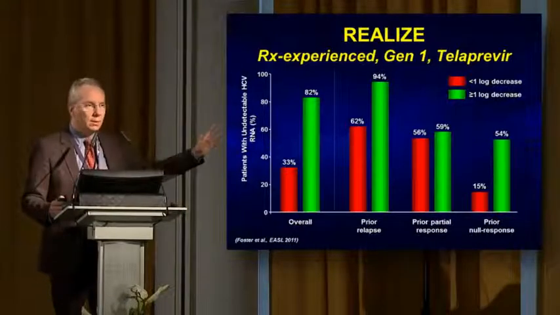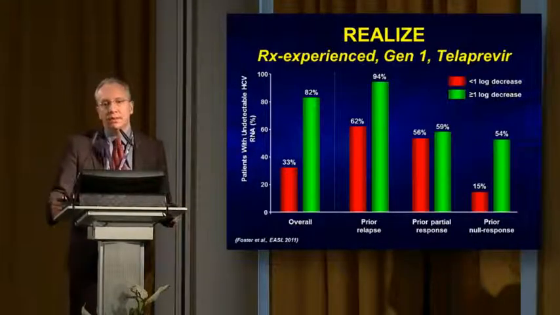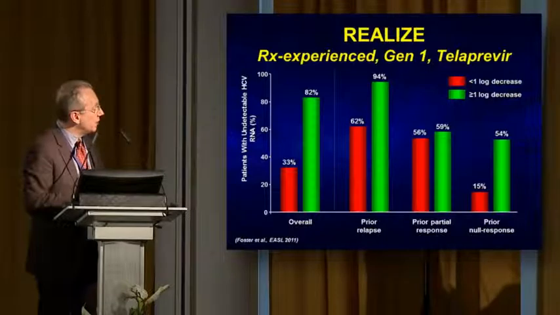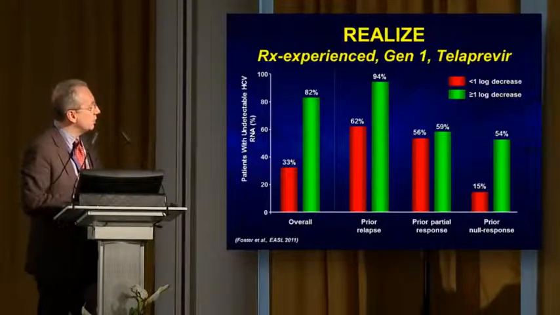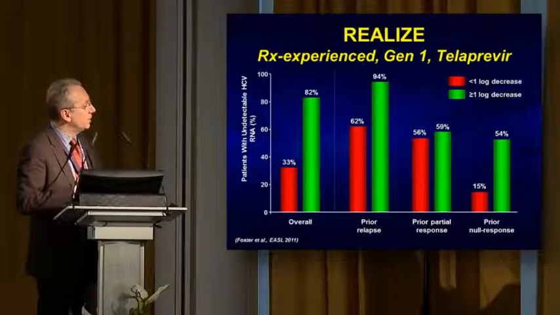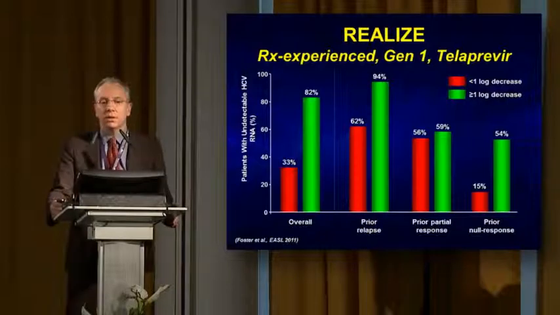The same is true now. The other slide was on treatment-naive patients. This slide is in treatment-experienced patients, and you can see that the same is very true. Overall, the rate of response in patients who have a less than 1 log decrease is of the order of 30% with telaprevir and 82% for patients who are good responders, and you can see that the difference is very true. Whatever the prior treatment response, prior relapse 62 versus 94, partial response 56 versus 59, and the most striking results here are the difference in prior null responders. If you're a prior null responder and are not responding again to the simple administration of interferon ribavirin, your chance of achieving an SVR is only 15%.